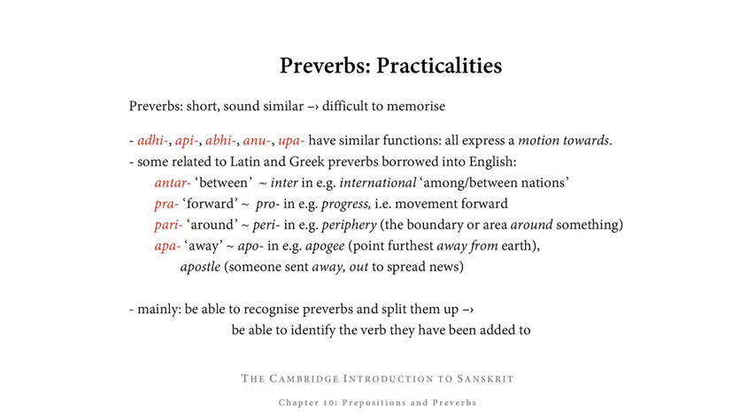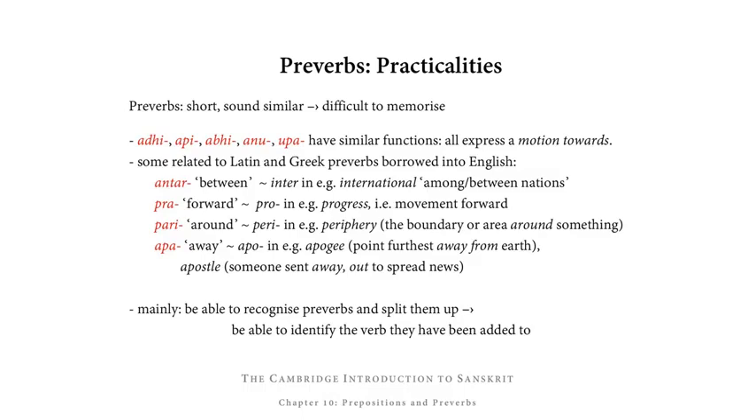Some preverbs you may be able to recognize more easily via Latin and Greek preverbs that have been borrowed into English words. For example, antar, meaning between, is related to inter in words such as international, meaning among or between nations. Pra, meaning forward, is related to pro in words such as progress, i.e. movement forward. Pari, around, is related to peri in words such as periphery, i.e. the boundary or area around something.